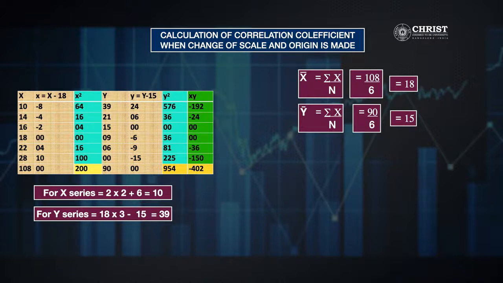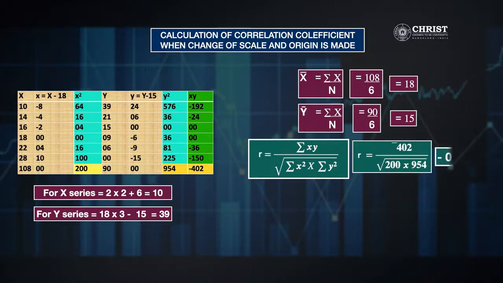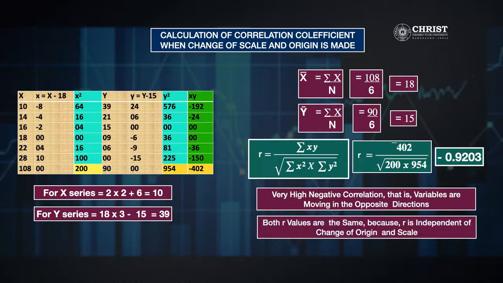Now we have to substitute the values in the equation. The correlation coefficient is calculated using the equation sigma xy divided by root of sigma x squared into sigma y squared. When we substitute the values, we get r equal to minus 402 divided by root of 200 into 954, which is equal to minus 0.9203. So for the first set of values and the second set of values, the r value is the same. That means a very high negative correlation. Variables are moving in opposite directions: one variable is increasing, the other is decreasing, or vice versa.